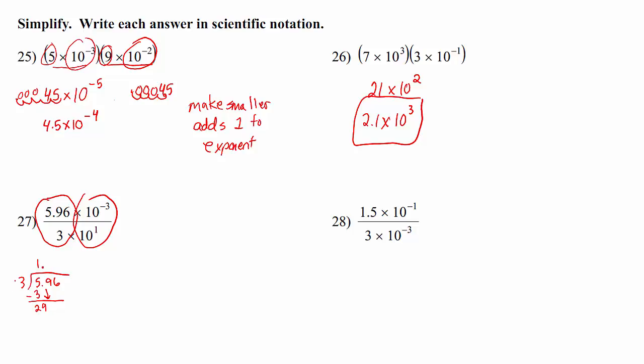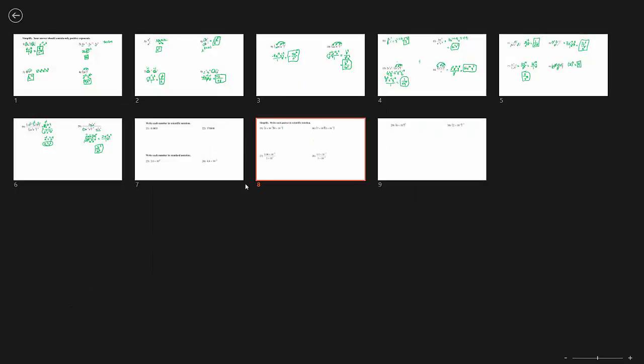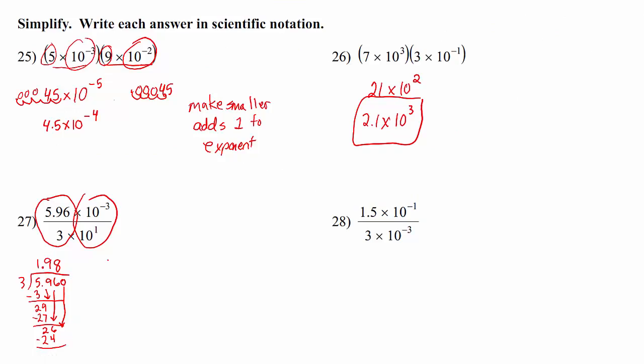Put your decimal place. 3 goes into 29 9 times. Drop the 6. 3 goes into 26 8 times. I'm running out of room. So that gives me 20. 3 goes into 26 8 times with 2 left over, so I get 20 again. I need 4 decimal places to round to the nearest thousandth. I look at this 6 and use it to change that digit or leave it the same depending on what it is. In this case, I round up.